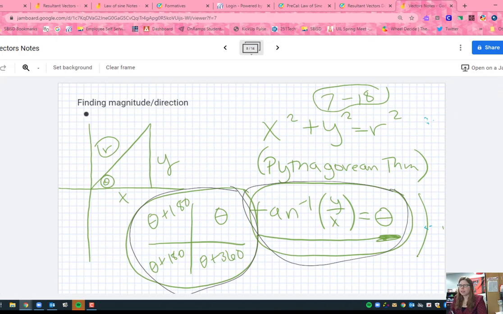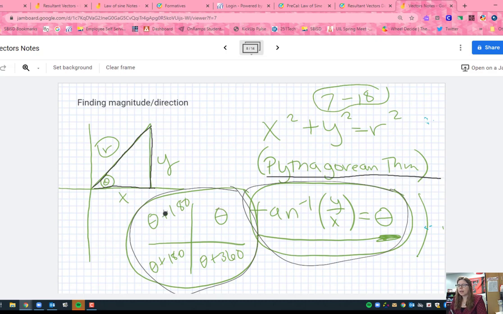When you're finding the magnitude and the direction, it means that you're given the x and the y. Well, finding the third side is just Pythagorean theorem. So a squared plus b squared equals c squared, or x squared plus y squared is equal to r squared. And then if you're given y and x, it means that we're always going to do inverse tangent here. And so inverse tangent of the y value over the x value is equal to an angle measure.